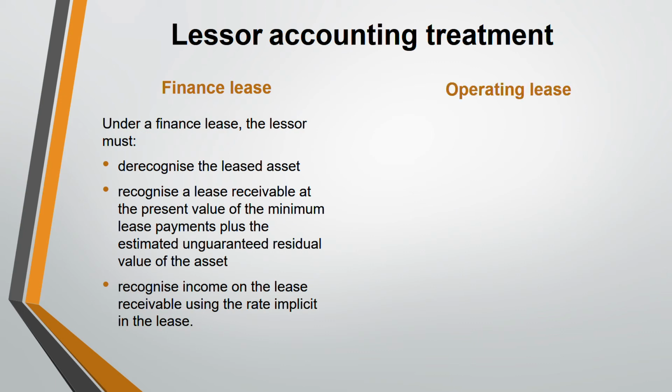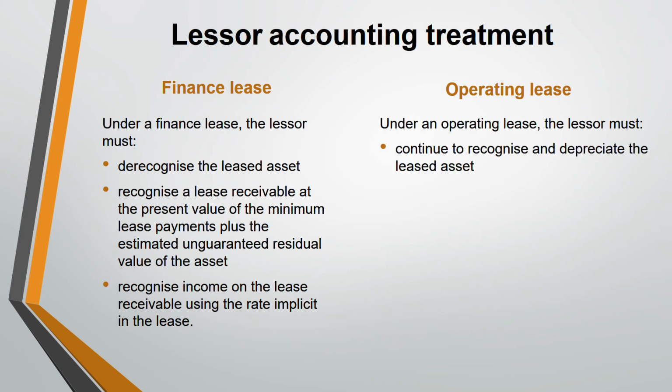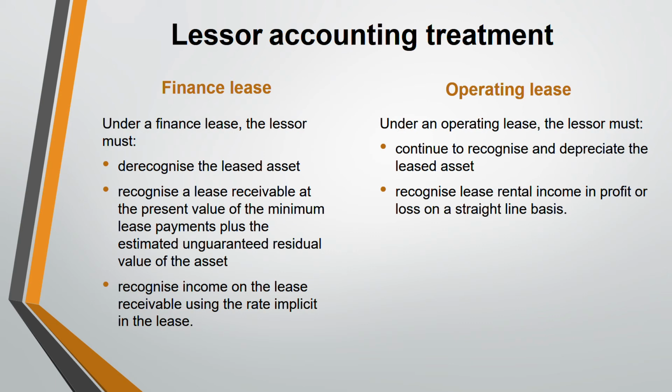Now we are going to the operating lease. What does the lessor have to do? The lessor has to continue to recognize and depreciate the leased asset, because under an operating lease, the lessor didn't sell the asset to the lessee. The lessor still has that asset with him, so he can recognize and depreciate it. Second, he is going to receive rental income from the lessee. He has to recognize this rental income in profit and loss on a straight line basis. If it's for 5 years, he's going to recognize this lease rental.